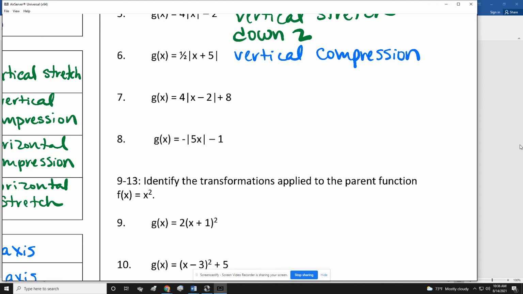Okay, the other thing that's happening on this one is 5 is added inside. And according to the table, adding inside is a shift to the left. So we would go left 5.